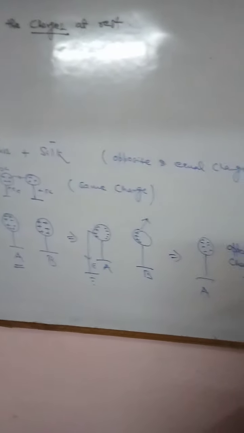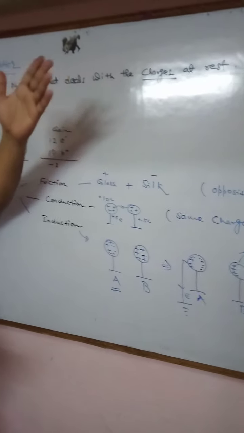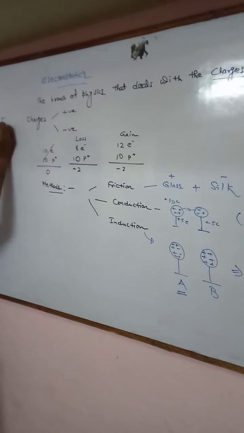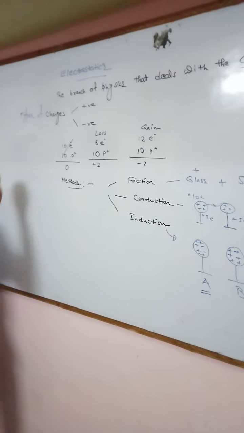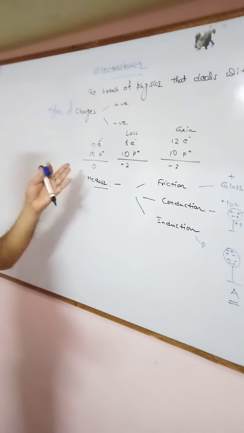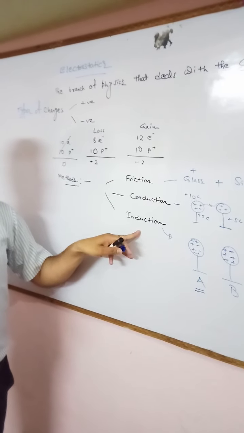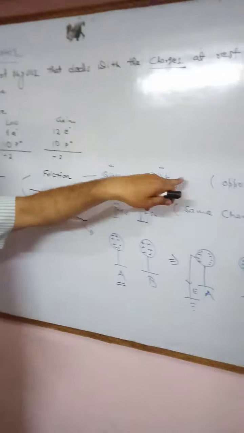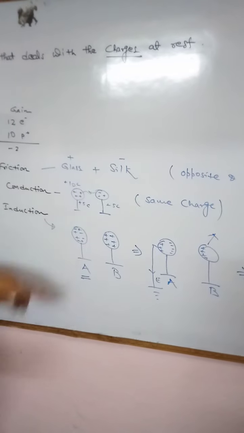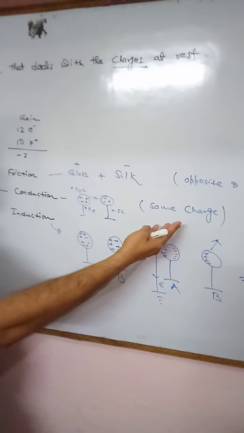So this is the phenomenon of transferring methods. Till now we have studied the branch of physics that deals with the charges at rest, and the charge types, positive and negative. And this is how we can gain or lose electrons through friction. Now these are the methods of transferring charges or bringing charges to a body: friction, conduction and induction. In friction, two bodies get opposite and equal charges. In conduction, it's a simple touching method: we touch a charged and an uncharged body, and the same charge will transfer to the uncharged body.